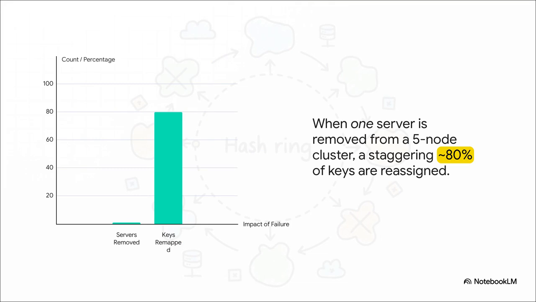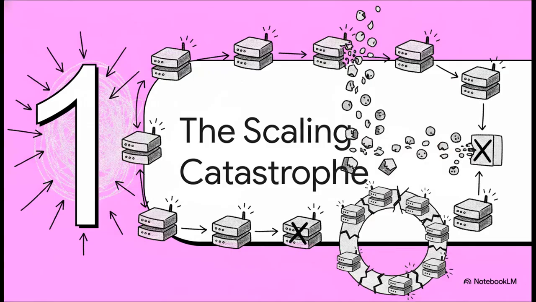Well, the scale of the chaos is just staggering. In a tiny system with only 5 servers, losing just one of them forces about 80% of your data to find a new home. 80%. Think about that. That means nearly all your user sessions, your cache data, your product information, it all gets thrown into a blender. It's basically a self-inflicted catastrophe. So, let's dig into why this happens.